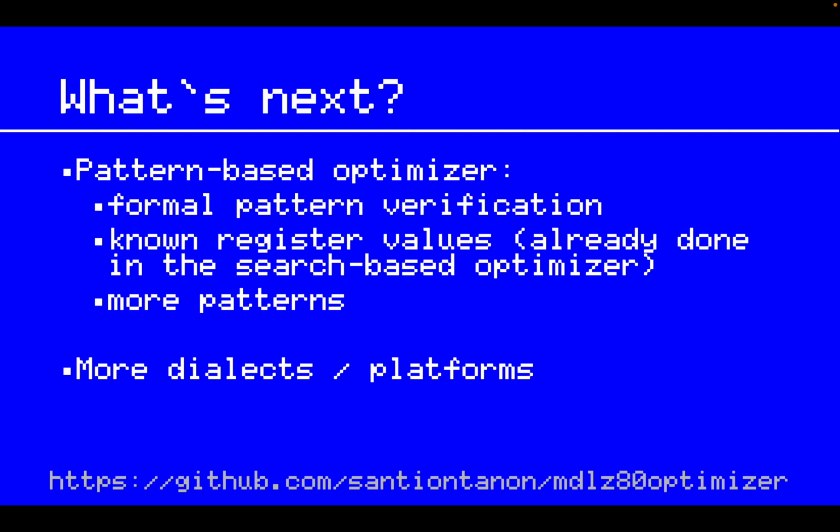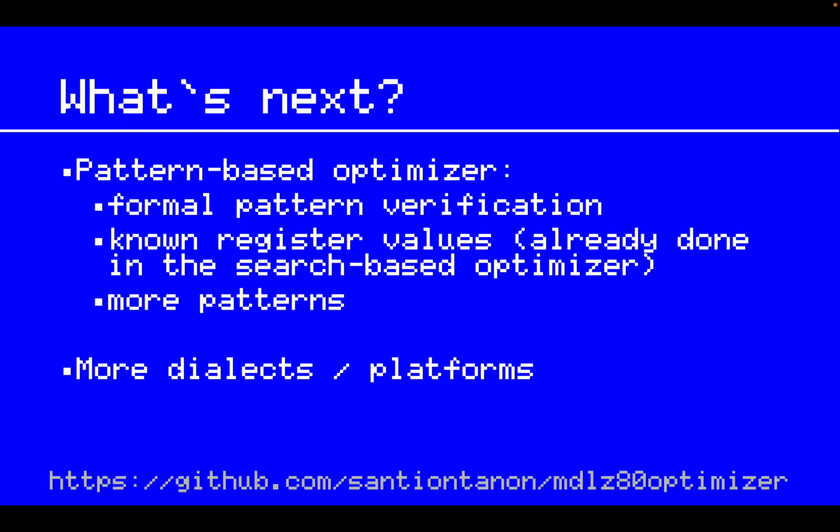Because right now, even if it's mostly correct, sometimes some patterns, because of some bugs or some mistake on my end, might be wrong. But if we can formally verify the patterns, then we would be sure that all the optimizations are correct. So I want to do that.